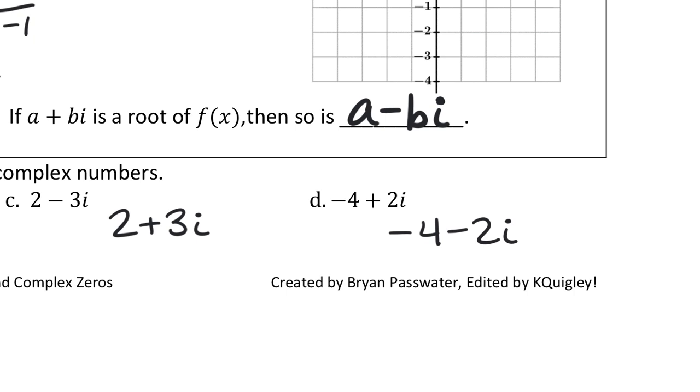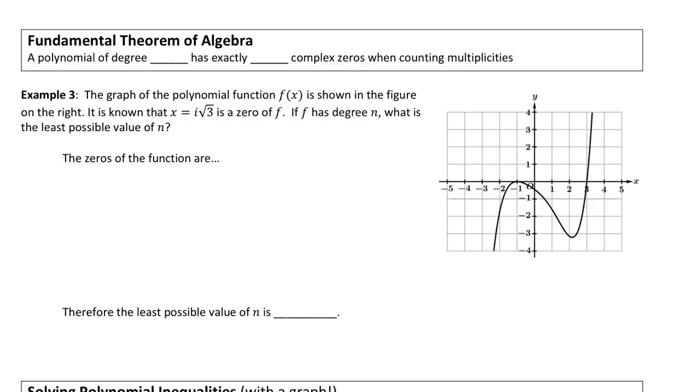So let's put this all together. Some things that we might need to tell me about zeros, complex or not, our function has everything to do with the fundamental theorem of algebra. Fundamental theorem of algebra sounds really crazy because it's got big words in the title, right? And it's a theorem. But it's really simple.